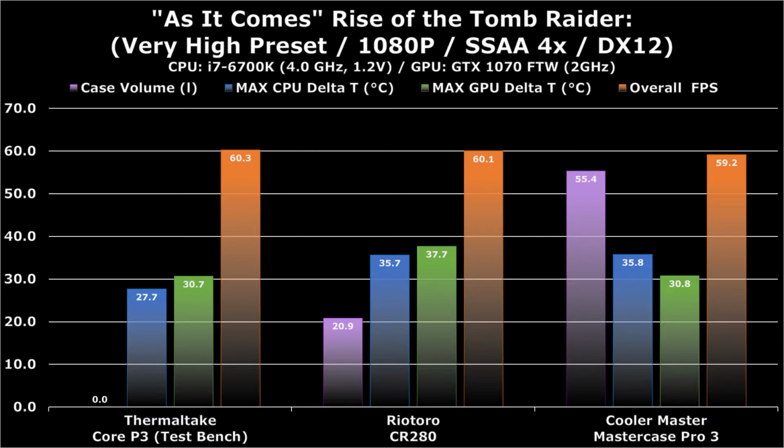And then the Riotoro CR280 follows suit, and you'd expect that because the CR280's design means the GPU is going to be hotter. We'll look into that when the review comes out. And the Mastercase Pro 3 is the opposite. The CPU is hotter than the GPU.